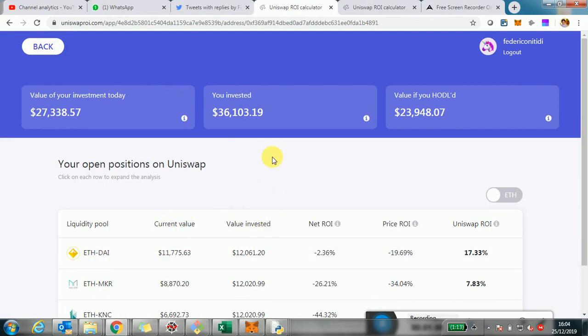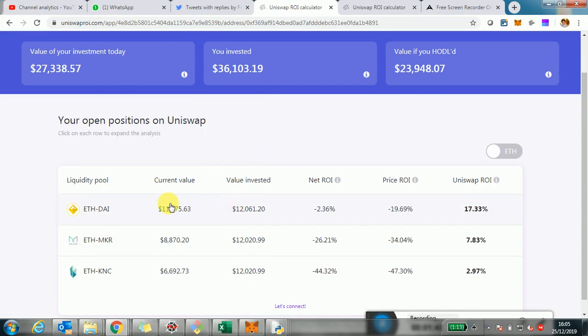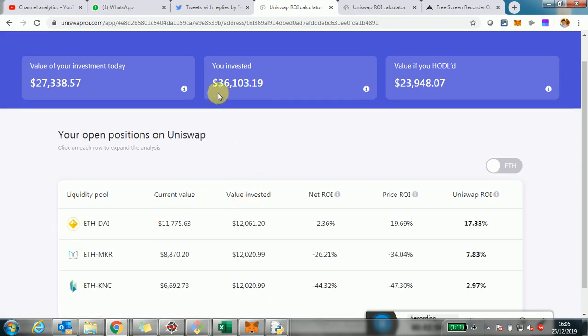created three deposits, one for the Ethereum DAI pool, one for the Ethereum Maker, and then the Ethereum Kyber token pool. And so I thought it was interesting to zoom into their yield and to do a few comments. So first off, in terms of aggregated value, in USD terms, they invested 36,000, and now the value is 27,000. This decrease doesn't really relate to Uniswap because it's a function of the price, essentially the price of Ethereum that's been decreasing in value over the past year.